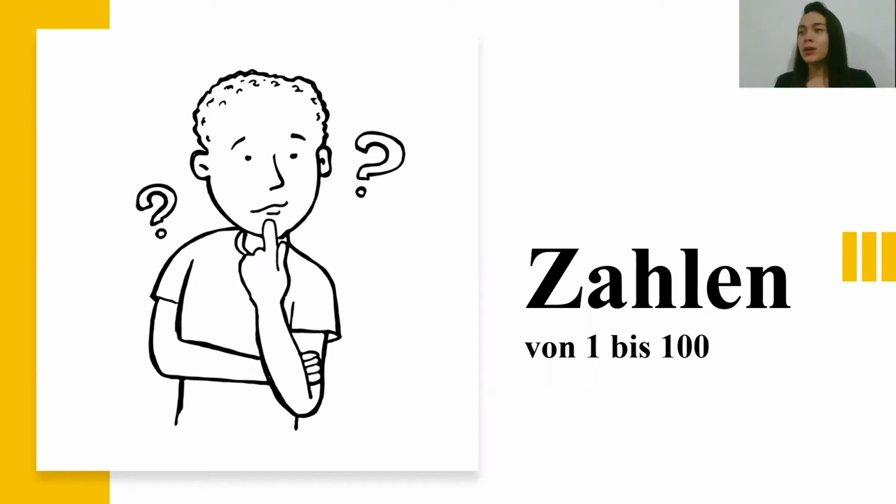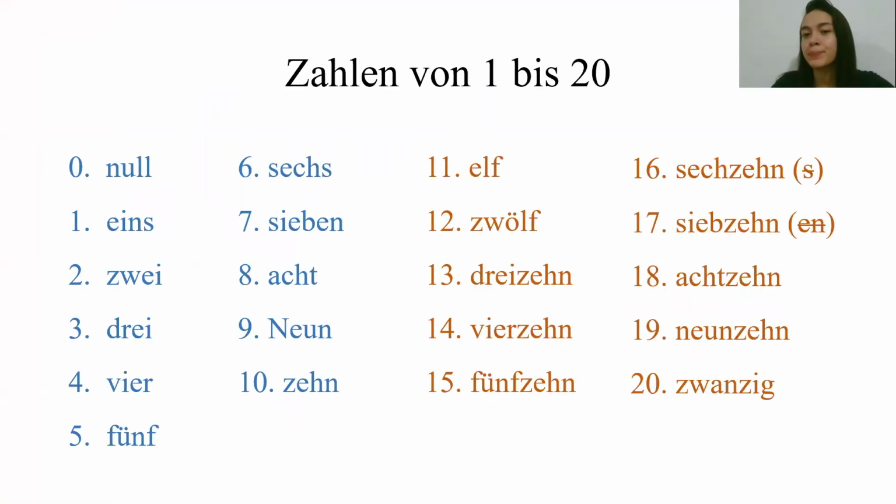This video is about the topic Zahlen von 1 bis 100, or in other words, numbers from 1 to 100. We use numbers in our daily language not only for calculating, but also to express what date or time it is, or even your age. Therefore, we are learning it in German right now. So let's start. I hope you enjoy.